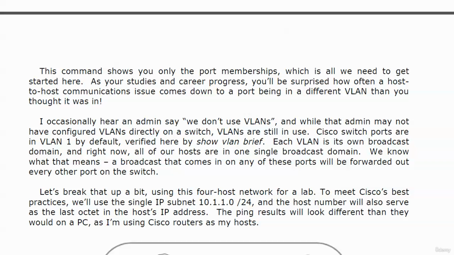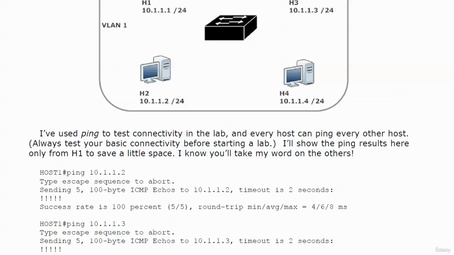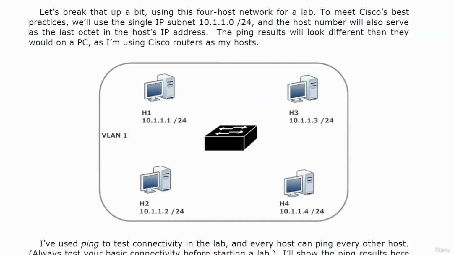Now, what we're going to do in our first lab is break that up a little bit. You might want to jot these addresses down, even though I believe they're in every diagram as well, because to meet Cisco's best practices, we're going to use the single IP subnet 10.1.1.0/24, and as always in my videos, the host number will also serve as the last octet of the host's IP address. Now, the ping results are going to look a little different because what I'm doing in this lab is using Cisco routers as my hosts. And here is what we're going to do. It's going to be this simple. We're going to have these addresses 10.1.1.1, 2, 3, and 4 on our 4 hosts. And we're going to have them all in VLAN 1 because that's our default VLAN.